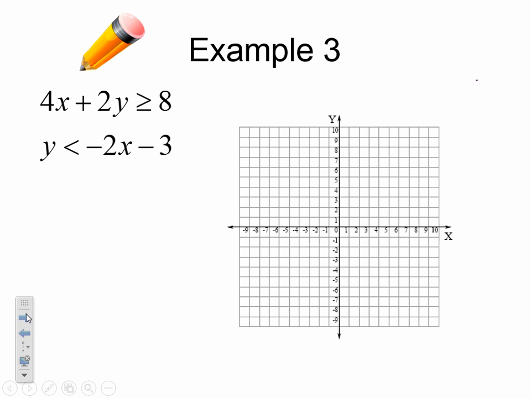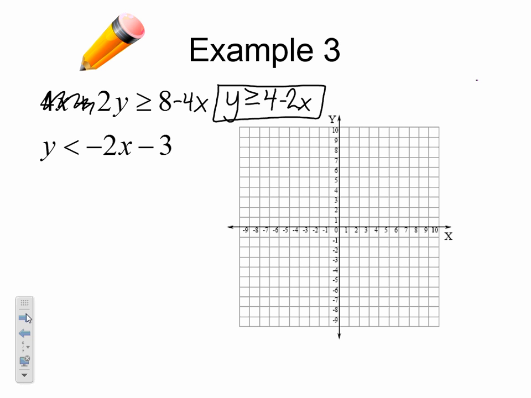This will be the last one that we do. We're going to get y by itself, it looks like, in that top one. So I'm going to subtract 4x. I have 2y is greater than or equal to 8 minus 4x, then I'll divide by 2. So y will be greater than or equal to 4 minus 2x once I divide by 2. That is the first one.